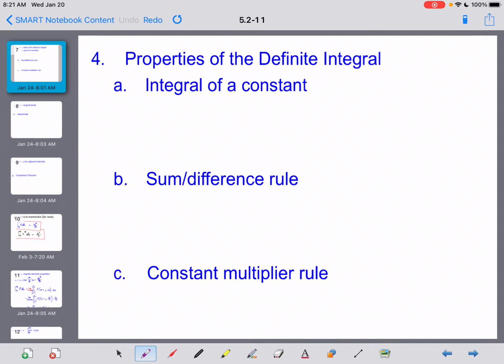Okay, Calcers, here we go into the home stretch of section 5.2. What we're doing right now is pretty high on the practicality scale, whereas a lot of what we've done so far has been kind of theoretical. Properties of the definite integral.